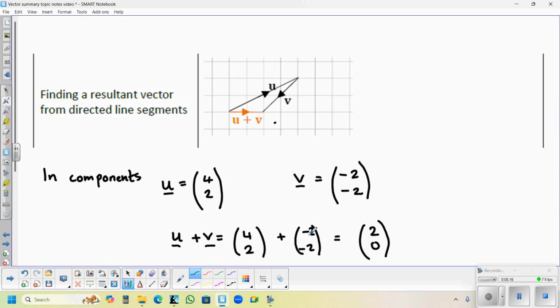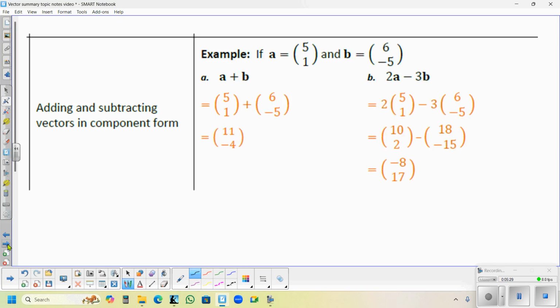Now you can see that u plus v vector is 2 to the right, and it doesn't go up or down, and that's perfectly described in those components. You can sometimes be given components and asked to do various combinations of them.